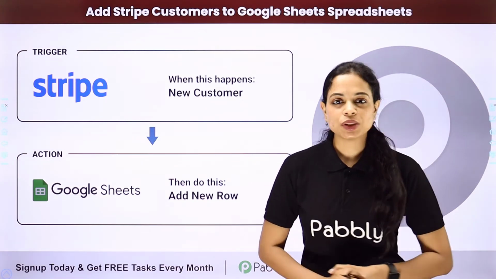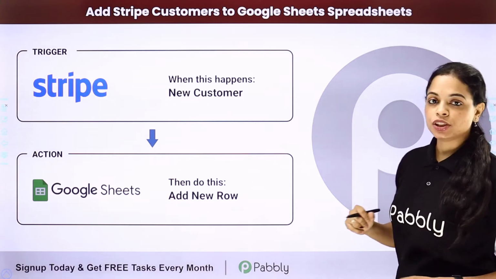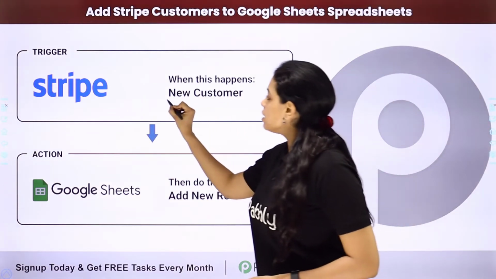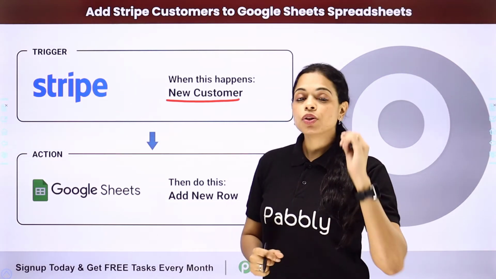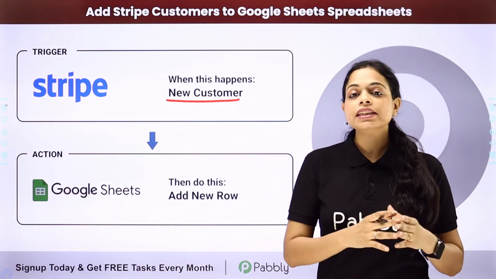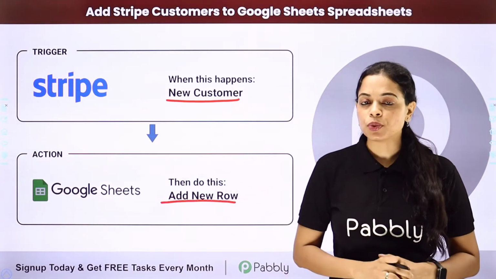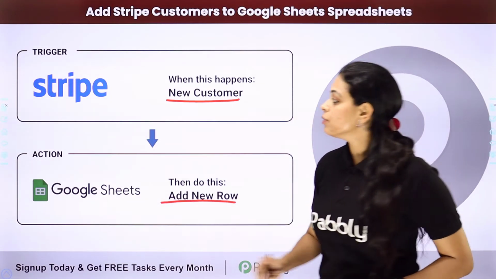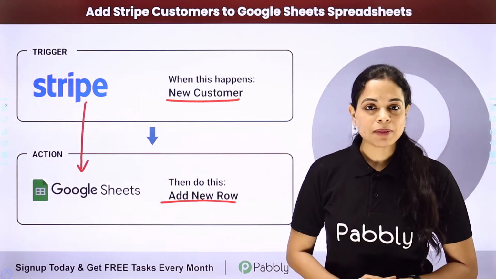In this video, we are going to understand how to add Stripe customers to Google Sheets spreadsheet. So let's say that every time a new customer is added on Stripe, which is a payment gateway, your objective is to add the details of that customer to your spreadsheet, which should be added as a new row. How can that happen? For this, you will have to integrate the two applications, and the same thing can be done using Pabbly Connect software.